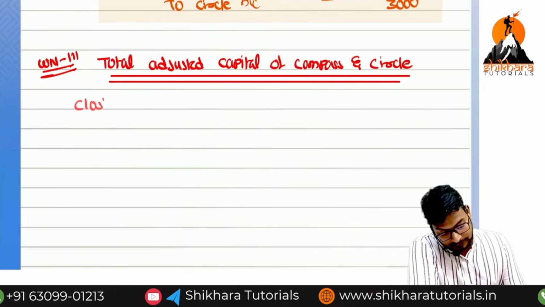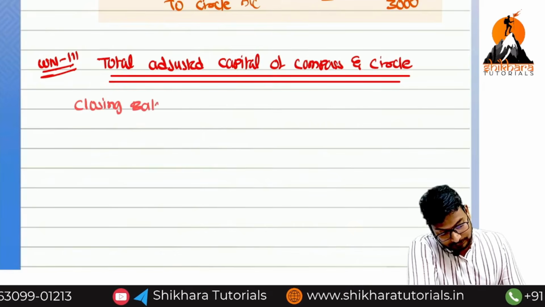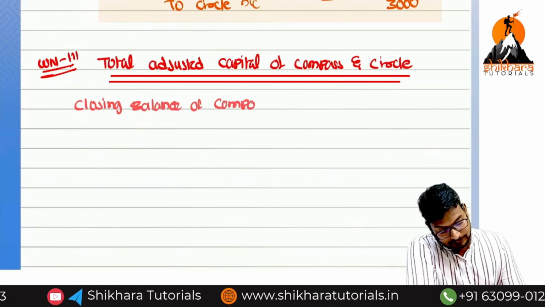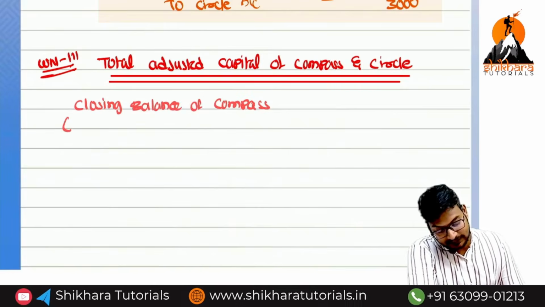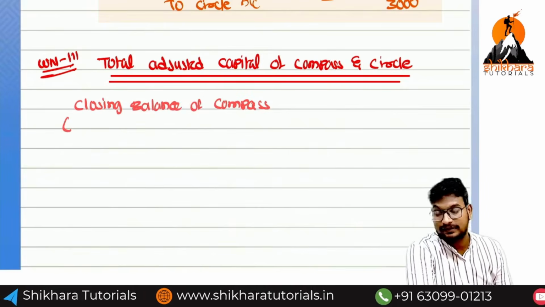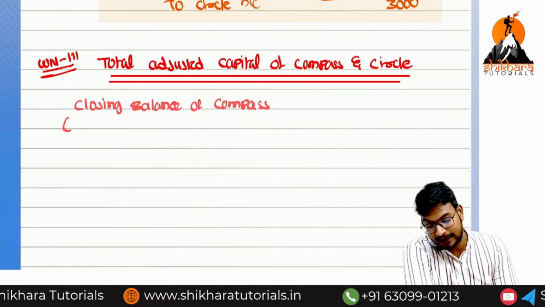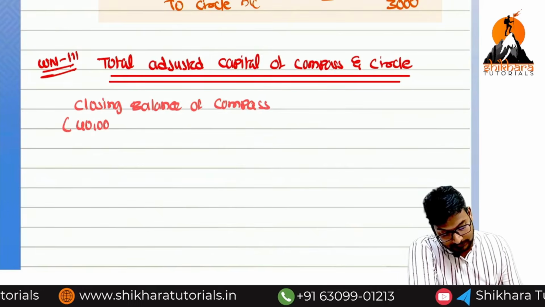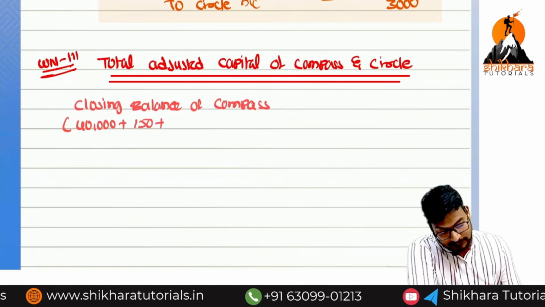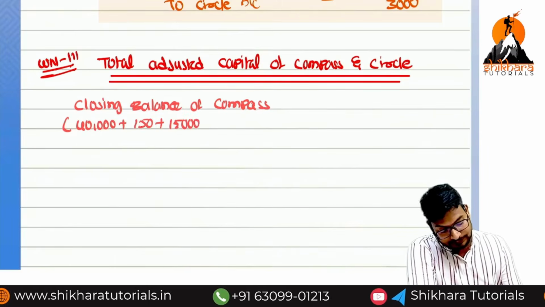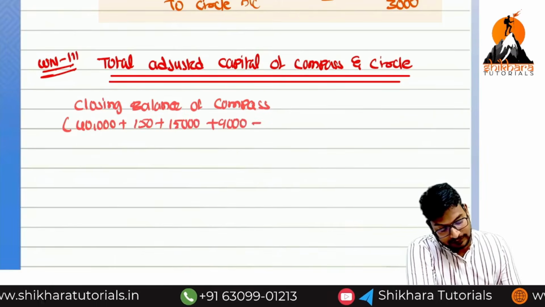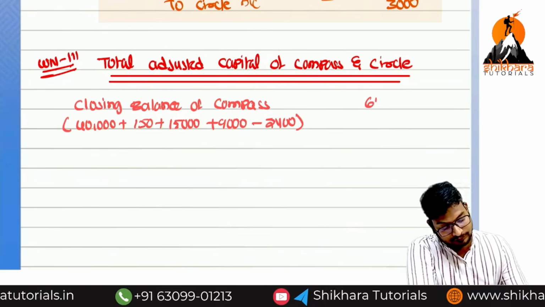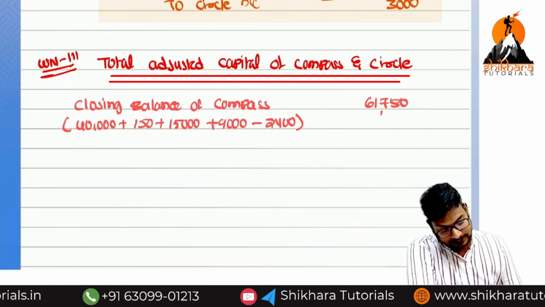Closing balance of compass. How much, amma? Please say the calculation. How have you done it? Which are the things you have added? 40,000 plus 150 plus 15,000 plus 9,000 minus 2,400. How much, amma? 31,750.